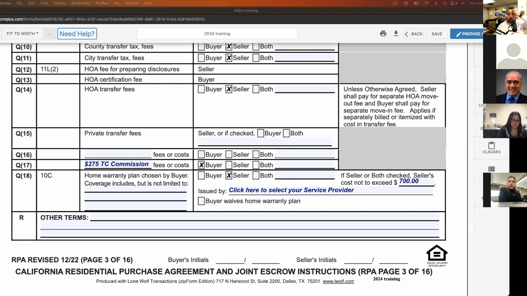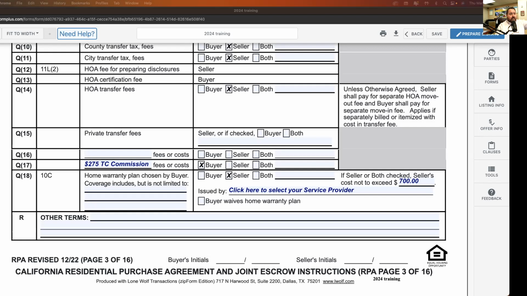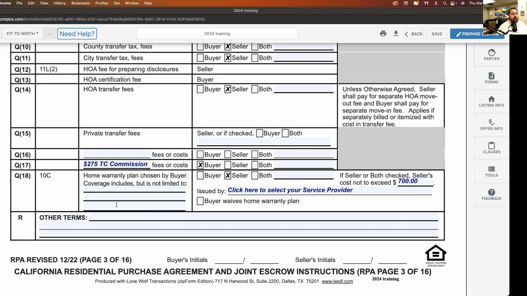All right, so what you should be looking at right now is the very end of page 3 of the purchase agreement. Like I said, where we finished last week was talking about the home warranty and the right way to write your offer with the home warranty. If you put an amount in, in this case $700, you have to put in what your coverages are, because if you don't put any coverages in this portion of the paragraph, then you're asking for a basic home warranty.